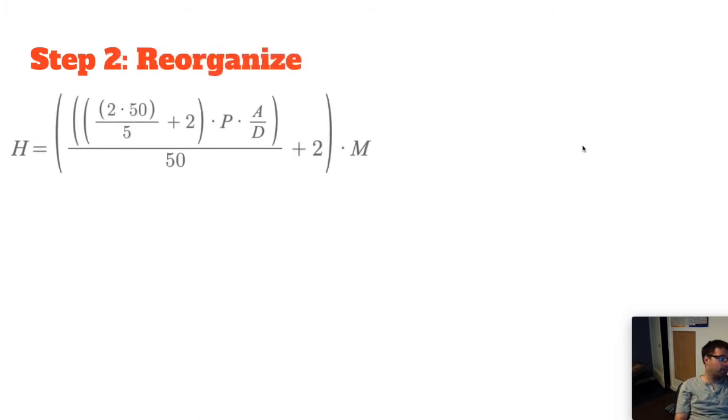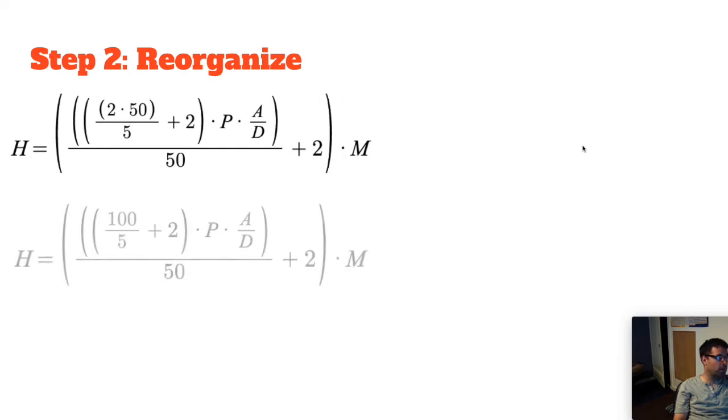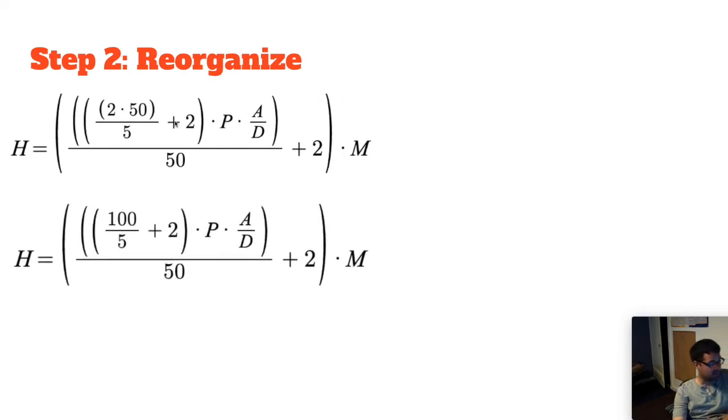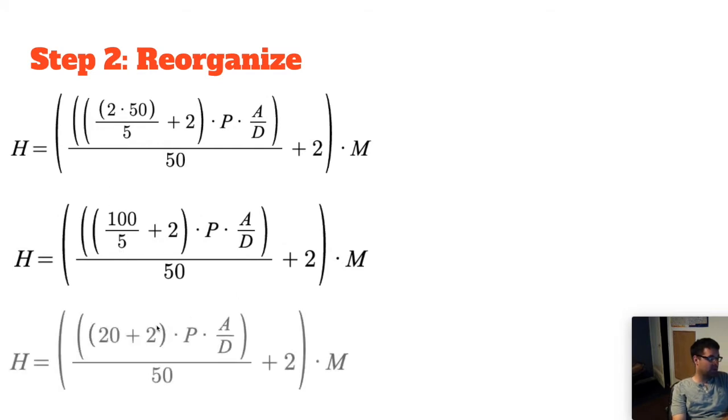Let's start working on that reorganizing. Let's do order of operations first. 2 times 50 is 100. 100 divided by 5 is 20.